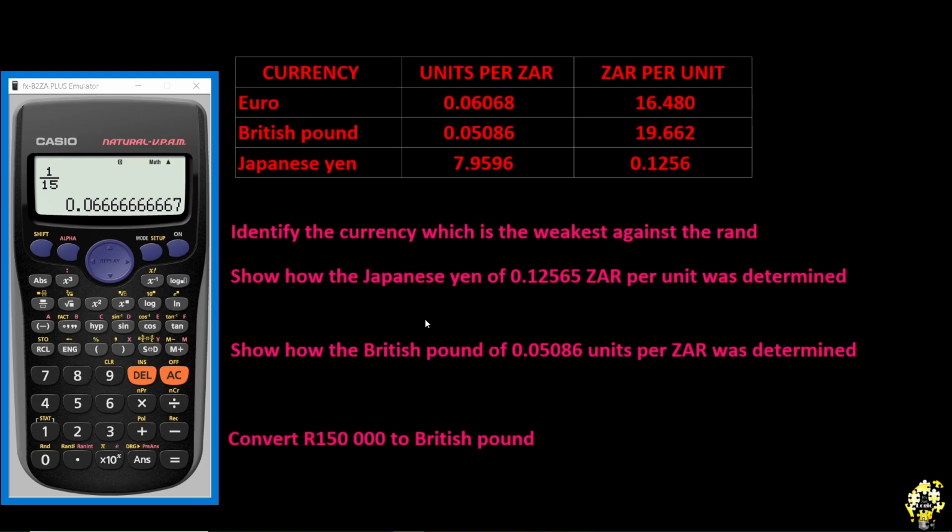Now you have this table. It's a bit tricky, but it needs you to pay attention, because if you do not pay attention, you are going to make mistakes. Look at this table. It has currencies on the left, and in the middle it has something written units per ZAR. It has numbers on the right, ZAR per unit. What could this be talking about?